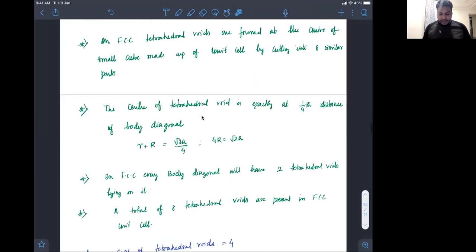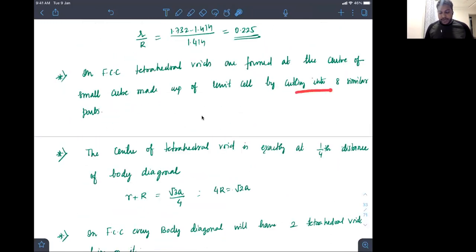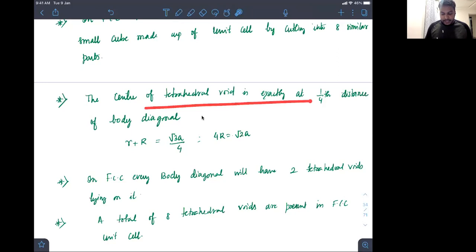So first I said that when you cut it into 8 similar parts, it will be at the center of that smallest cube. And the center of that tetrahedral void is exactly 1/4 the distance of the body diagonal. So capital R plus small r is equal to root 3a, which is the body diagonal, divided by 4.